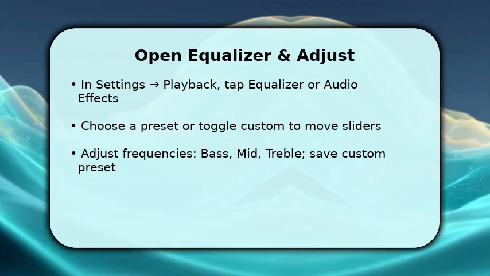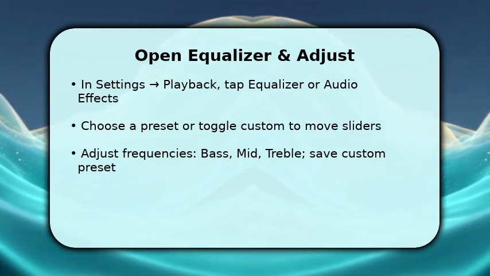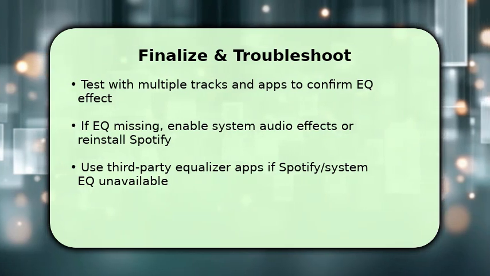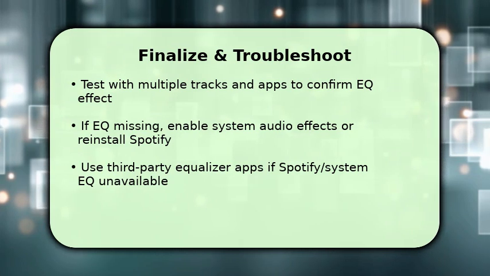Finish by testing across several songs and varying volumes to ensure the EQ improves sound without distortion. Make sure Spotify's crossfade or normalization settings aren't masking changes. Disable them briefly to check.